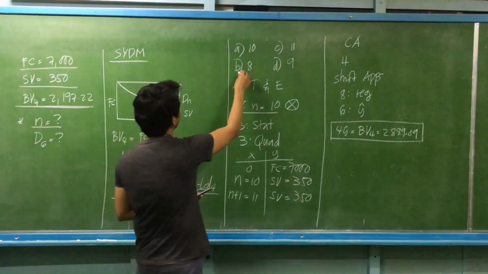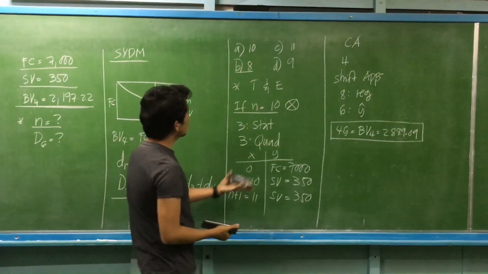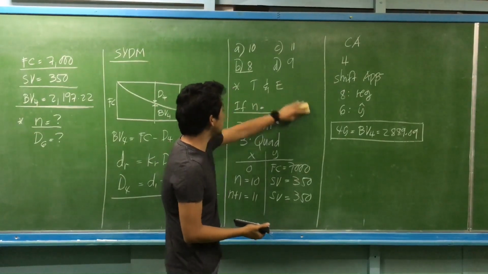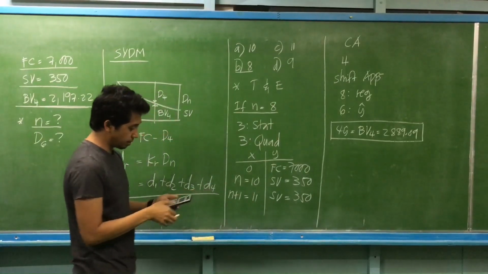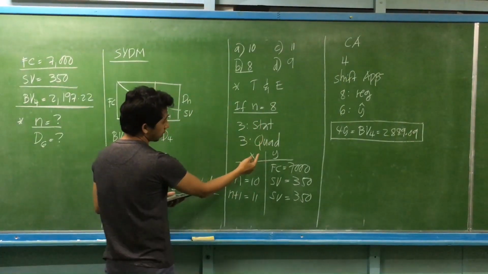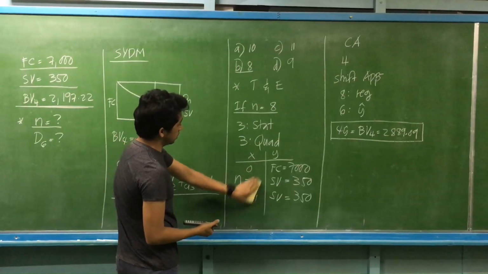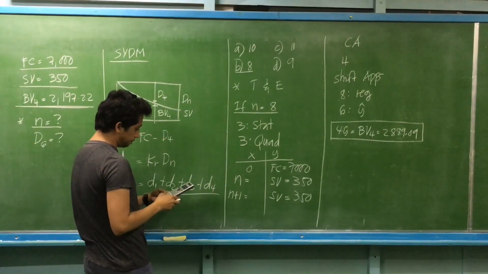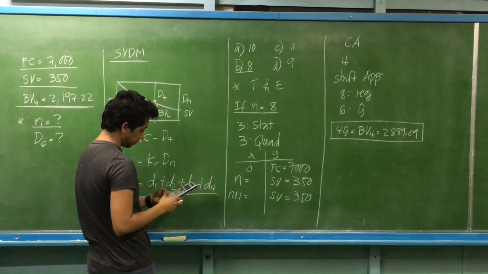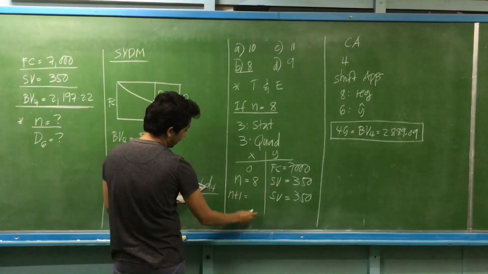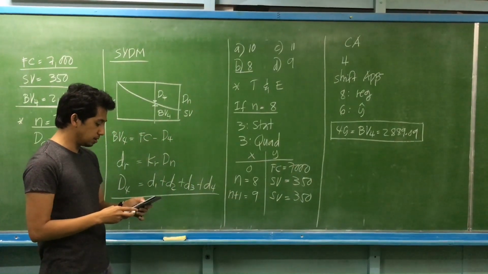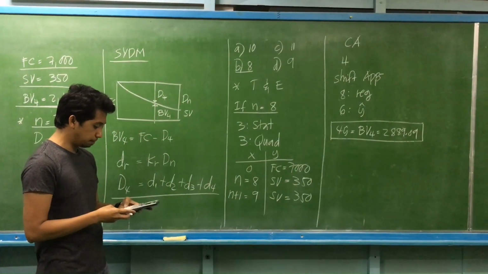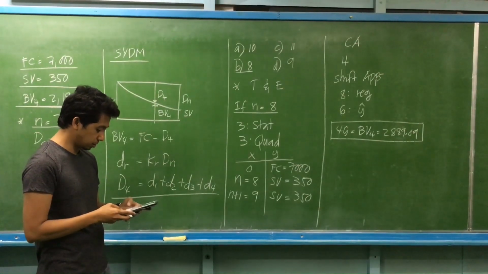O, try naman natin sa letter B. So ulitin lang natin yung process. So this is if n is equal to 8. So 3 stat, 3 quad. Ang mangyayari lang dito, we have this is now 8, then n plus 1 is 9. The same lang sa kabila. So, 8, 9, this is 350, okay, 350, then sa 0, that is 7,000.